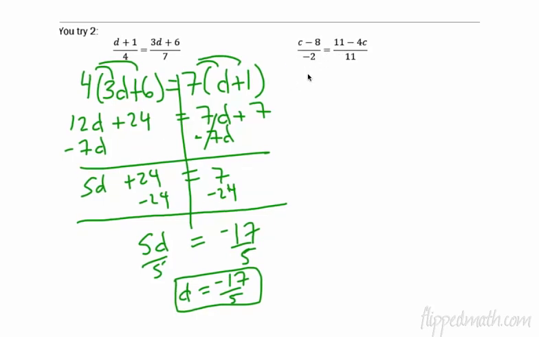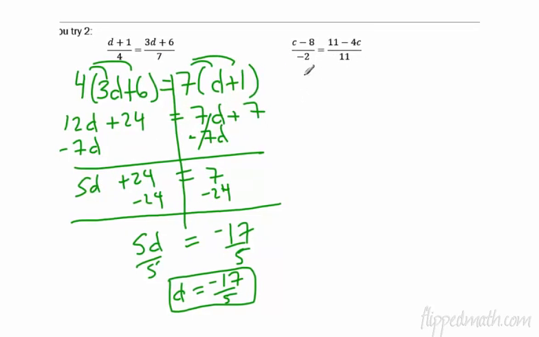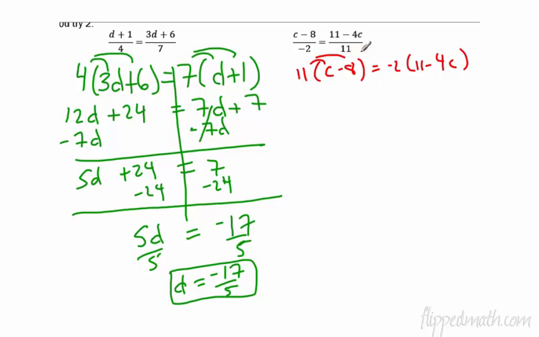All right, how about this one? Did you do, let's see, 11? Let me change the color here. 11 times c minus 8. What do we have? Negative 2 times 11 minus 4c. Another distributive. Double distribute both sides of it here. So we have 11c minus 88 equals negative 22 plus 8c.